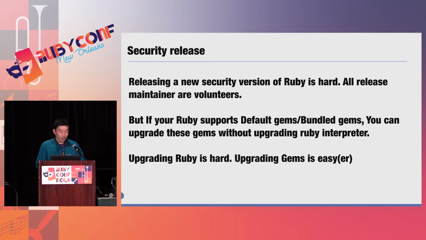But by using the mechanism of default gems, we can release default gems independently on RubyGems without releasing the Ruby language. So you can fix a vulnerability and overwrite the standard library using default gems. You don't need to upgrade to a new version of Ruby for fixing a vulnerability.